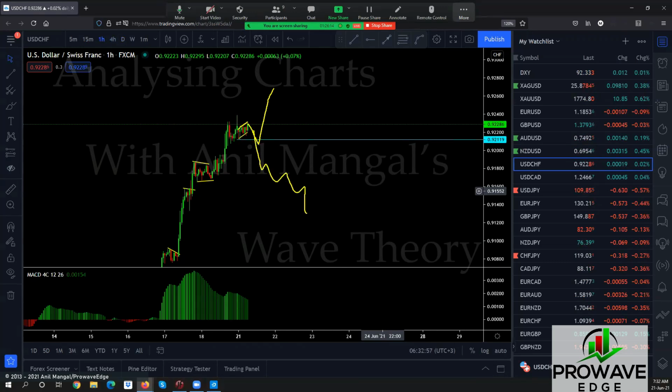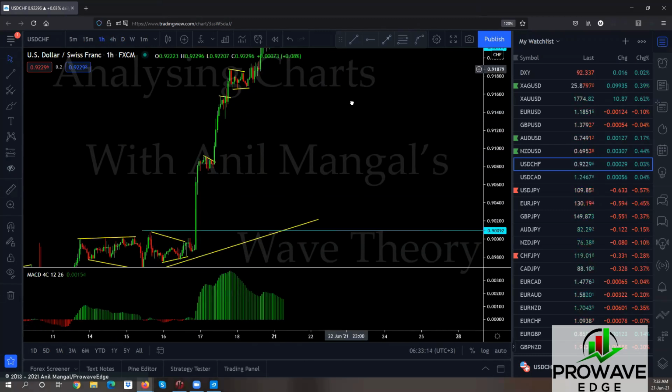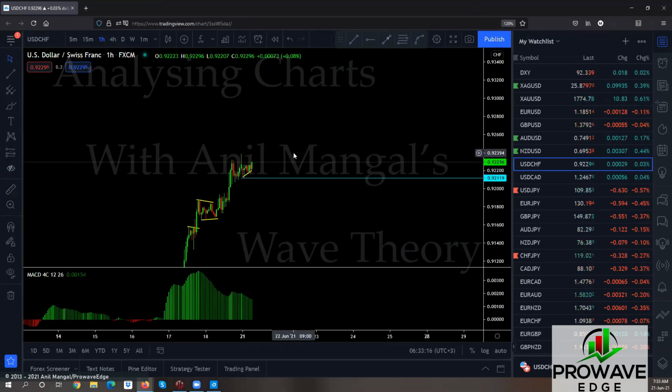Or drop like this and then do this and drop some more. This could be the first impulse to the downside for a deeper correction. And by deeper correction, I mean correcting this entire thing. So do you want to buy this at the top here if it breaks out?